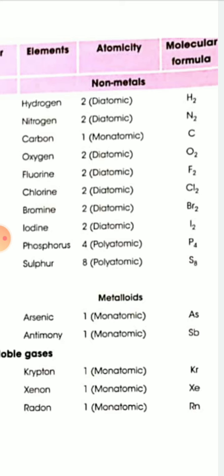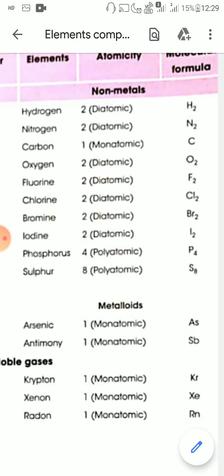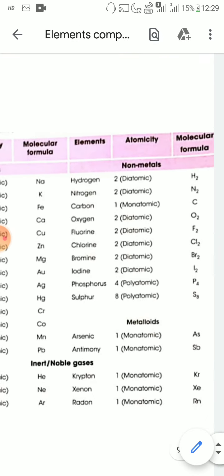Metalloid arsenic is a monoatomic molecule, atomicity is 1, formula is As. For antimony, atomicity is 1, monoatomic, molecular formula is Sb. So all metals are monoatomic, and non-metals may be monoatomic, diatomic, or polyatomic.